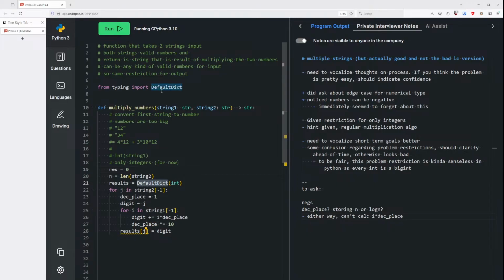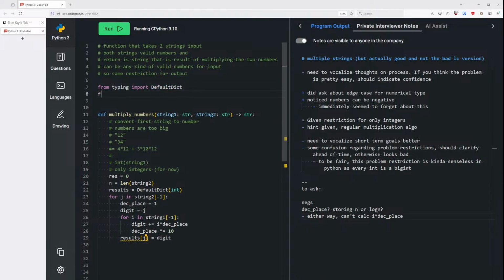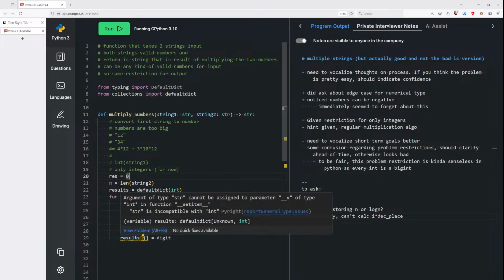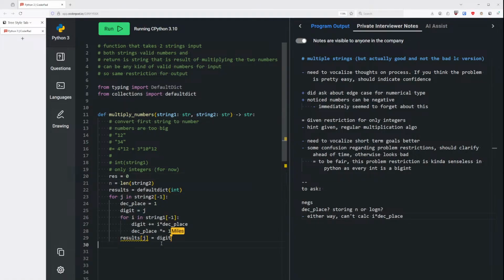You're using default dict as a type. Oh. Nice. Also because digit is a string. I mean, yeah. Is it int? It wants a string. Oh, it's a string.